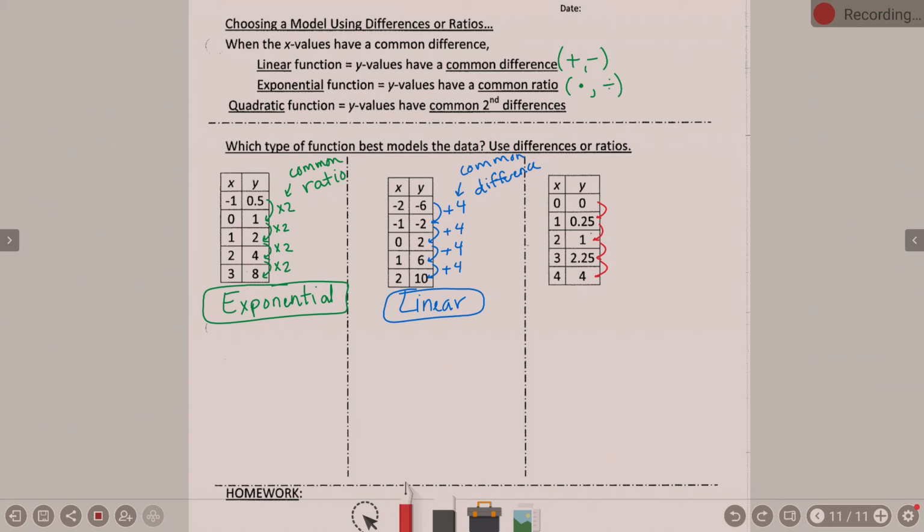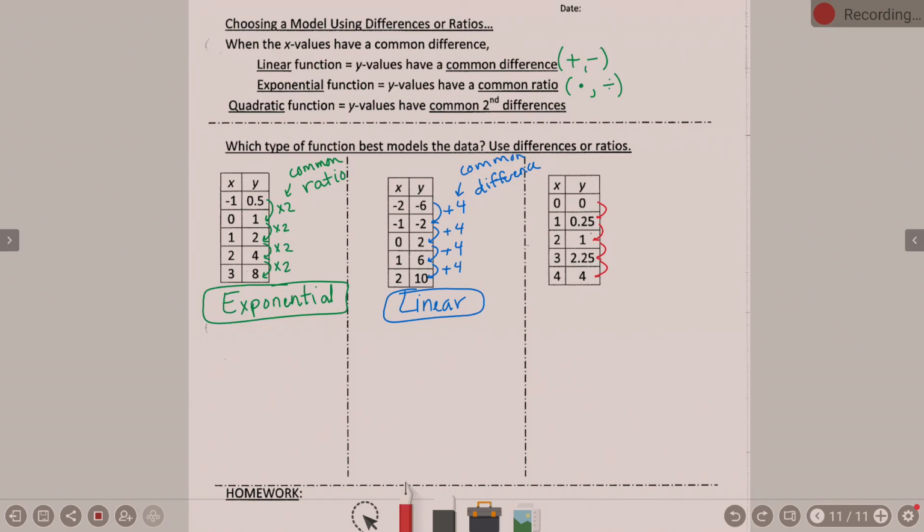Because can we easily figure out we're not adding the same thing every time, are we? Because 0 to 0.25, I would add 0.25. Then 1 to 2.25, I'd have to add 1.25. So I know I'm not adding. So right there, I know it's not linear because there's not a common difference. Am I multiplying by the same thing each time? No, because to multiply from 1 to 2.25, I'd have to multiply by 2.25. And 0 times something, I can't even consider that. So we can't really talk about the whole multiplication thing.